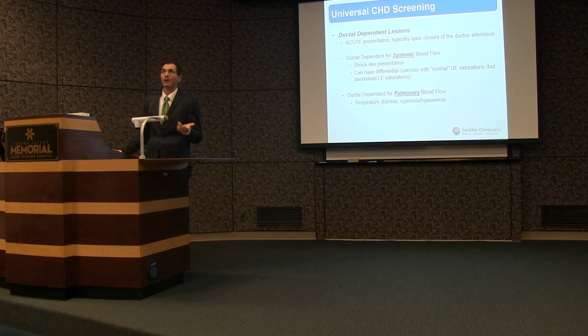You can also have, like we talked about before, differential cyanosis with a normal upper extremity saturation. If you're ductal dependent for pulmonary blood flow, you're more likely to see either respiratory distress, cyanosis, or hypoxemia, or some combination thereof. So if you're ductal dependent for systemic blood flow, you're thinking more shock, acidosis, and diminished perfusion, whereas if you're ductal dependent for pulmonary blood flow, it's more respiratory compromise.